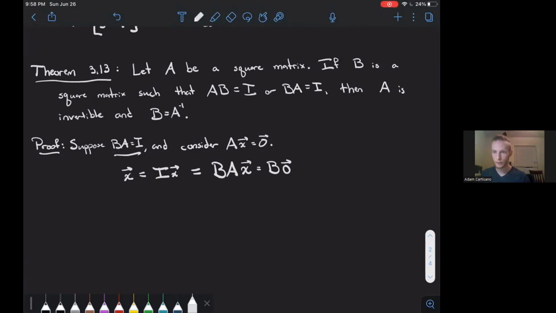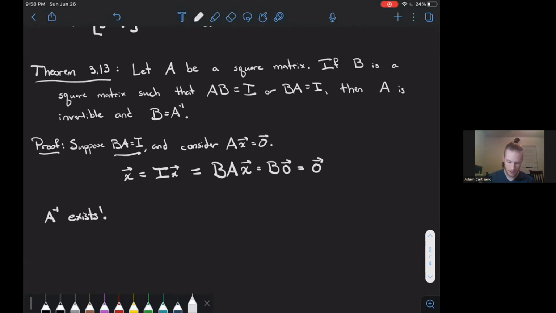And what is B times the 0 vector? Well, anything times the 0 vector is the 0 vector. In other words, the unique solution to this system of equations is just the 0 vector. But by the fundamental theorem that we just proved, this means that A is invertible, right? A inverse exists, like by 3 implies 1. A inverse exists, right?